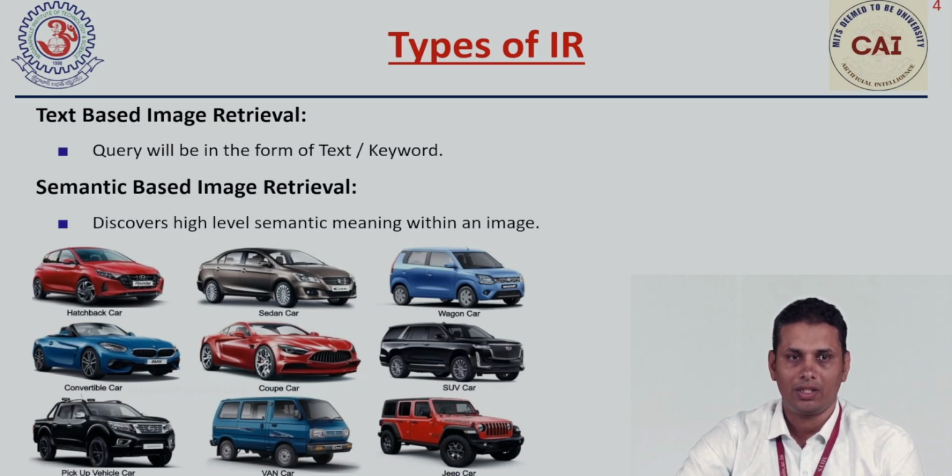Now my keyword or the text is going to be cars. I am not going to tell the exact features, how the appearance of the car should be. So a car by default will have an entirely closed body as well as four wheelers.